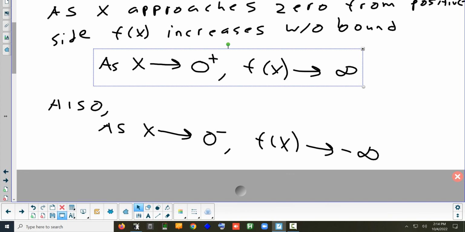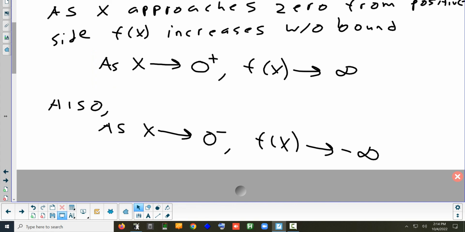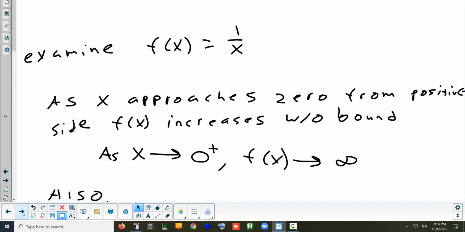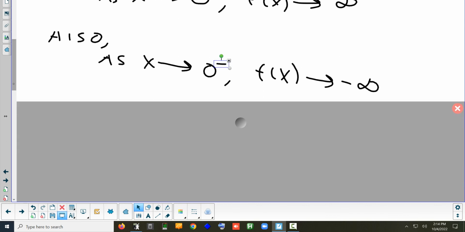And I'm not going to write the whole thing out as a sentence again, but I will write it with symbols. As x approaches 0 from the left side, that's what negative means, from the left. So go back to the picture. As we come at 0 from the left, all of a sudden, the y value approaches negative infinity. It goes down forever.